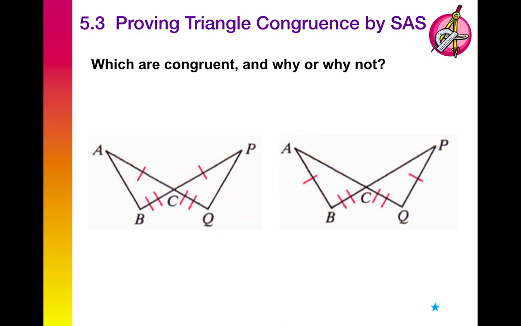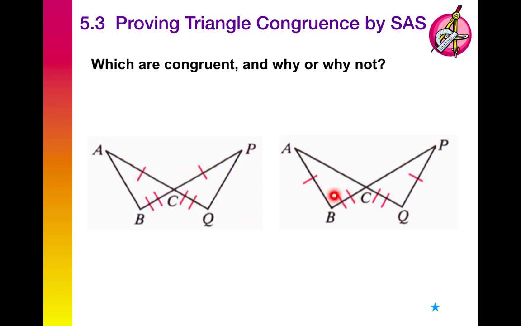Which of these are congruent? So let's take a look at this first one. I have ABC, and then I have CQP. Well, here I have a side, I have a vertical angle, which is congruent, and then another side. And because of side, angle, side, these two triangles are congruent.